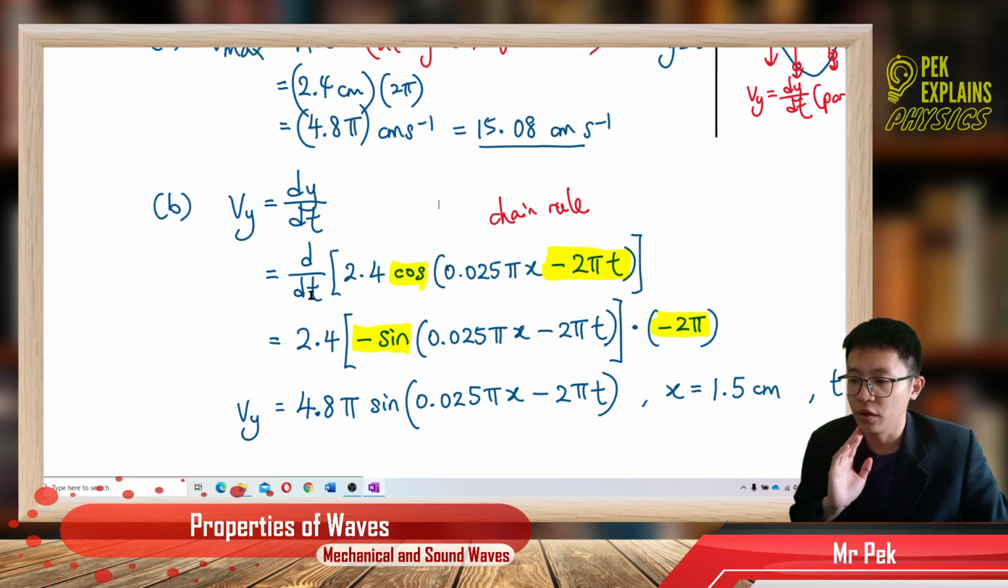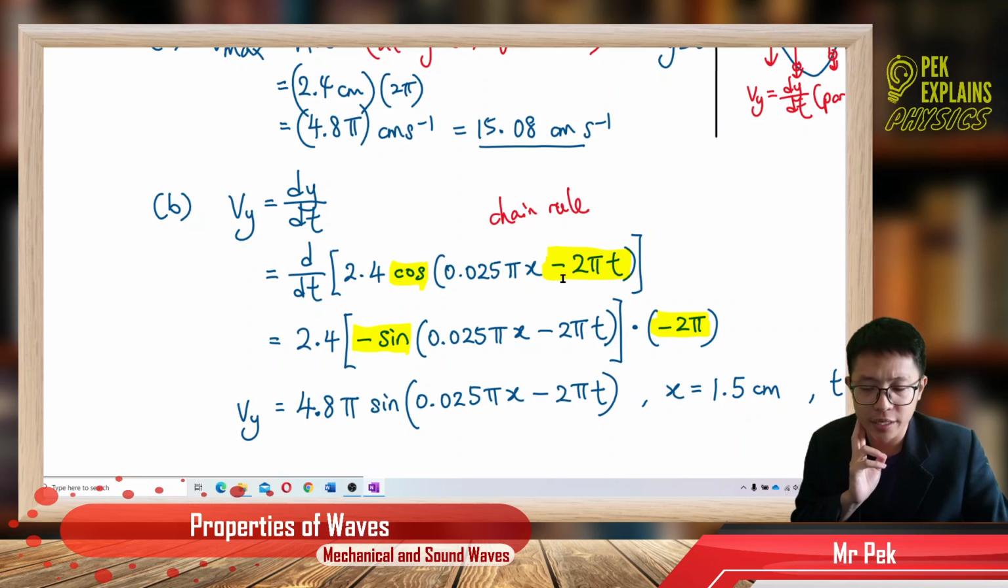So first we differentiate the outside. 2.4 needs no differentiating, just put it out. We differentiate the cos, and you get negative sine. And then the rest you just copy, and then we differentiate inside. We have omega t, which is negative 2 pi t. The part with x, you differentiate, it becomes 0, because we differentiate with time. So that term becomes like a constant.